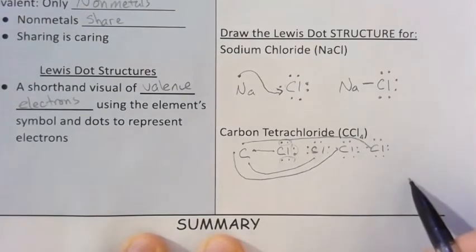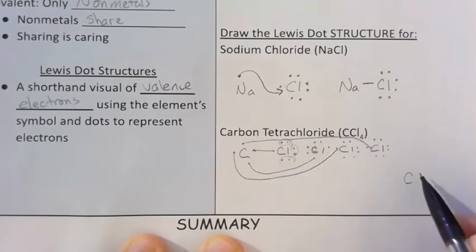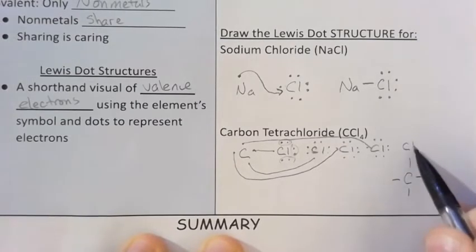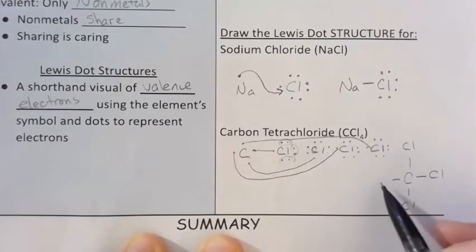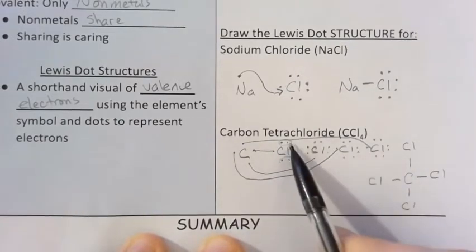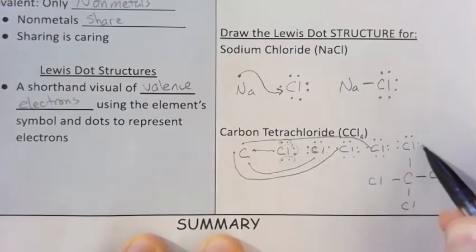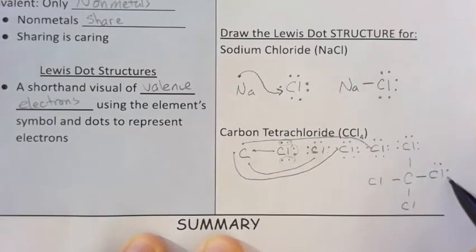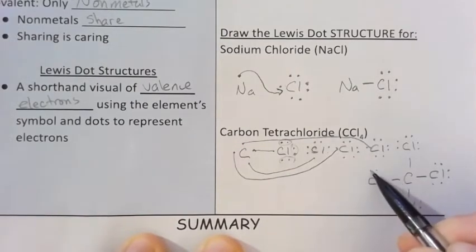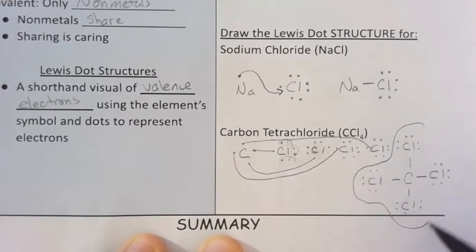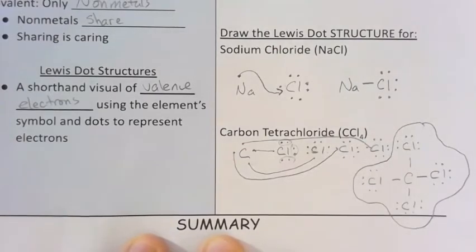So when we draw this cleaned up final structure, we're going to draw the carbon in the center and have 4 single bonds coming off of that carbon. And then again, we have to go back because the original Lewis symbol for chlorine has these 3 pairs of electrons. We still have to have that in our final answer. So this would be the correct Lewis structure for carbon tetrachloride.